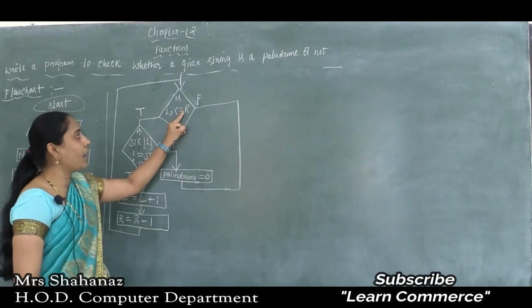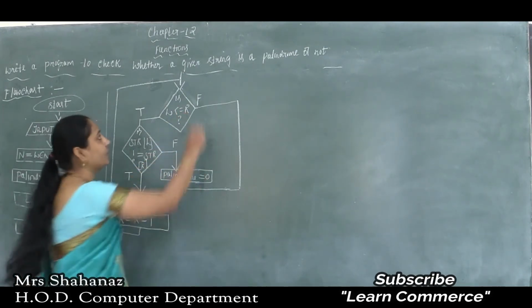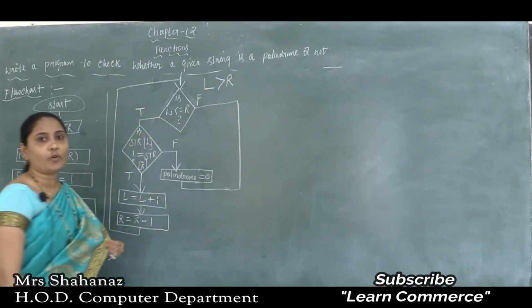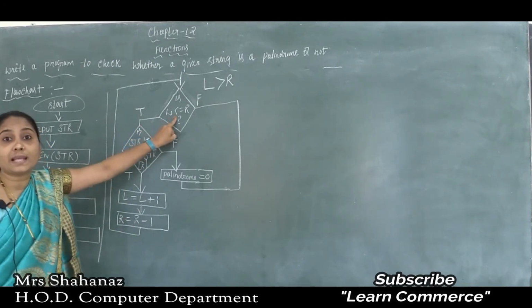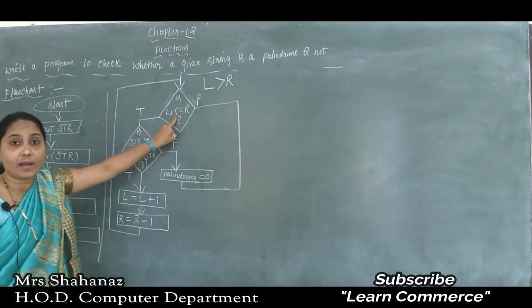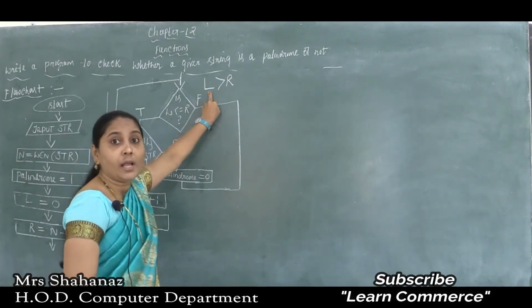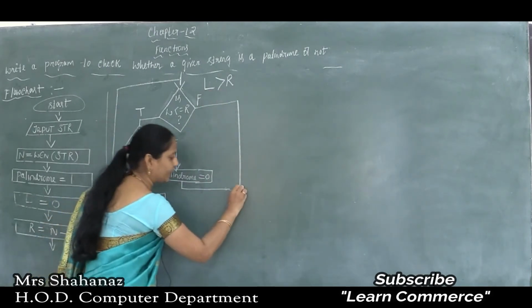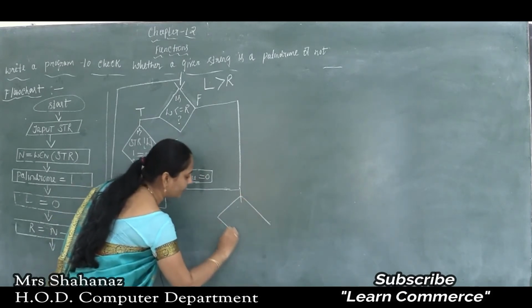And later, if such a condition is false, that means the left value is greater than R, then the condition becomes false. When do we check all this? We check whether the L value is less than the R value. But if such a condition is false, that means the L value is greater than the R value, then later we need to compare the last thing.